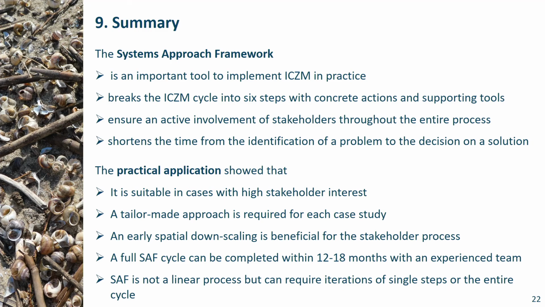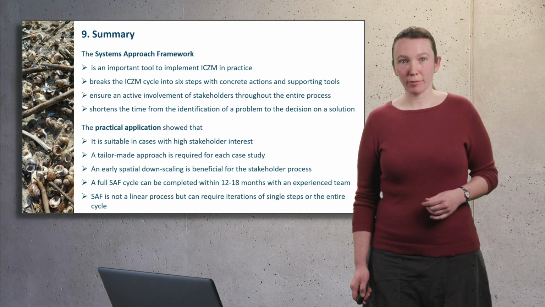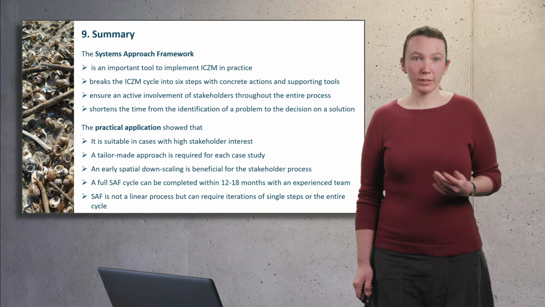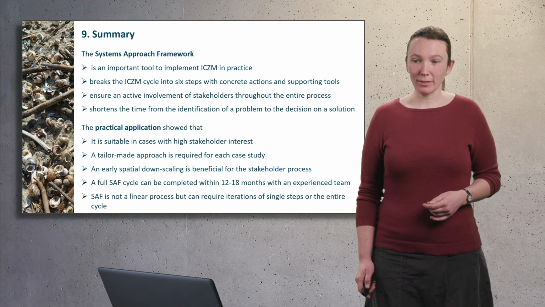In the case study, the spatial downscaling was considered to be quite beneficial for the stakeholder process because it made the issue more concrete. And we could see that a full SAF cycle can be implemented within 12 to 18 months with an experienced team. And finally, the example showed quite nicely that SAF is not a linear process, but that iterations of single steps or sometimes even the entire cycle are necessary.